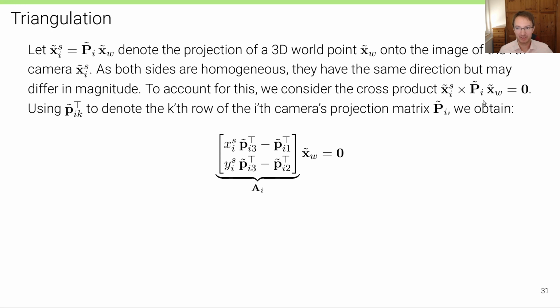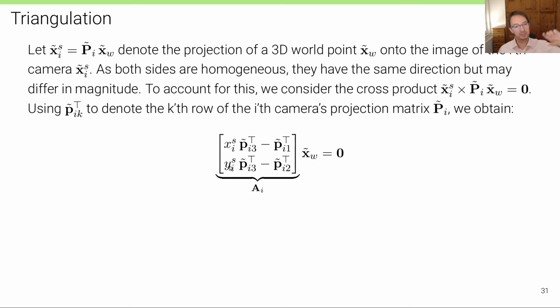So you can try this out yourself. Very easy to see that this corresponds. So this can be derived from this. So what we have here now is one constraint per image i. So i is the image index. And because we have two constraints here, actually two constraints. So this is a 0 vector, and we have one constraint for the x coordinate and one for the y coordinate.